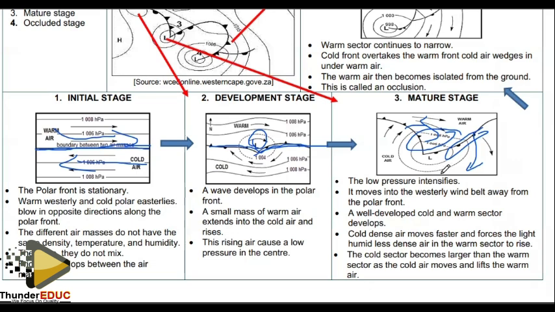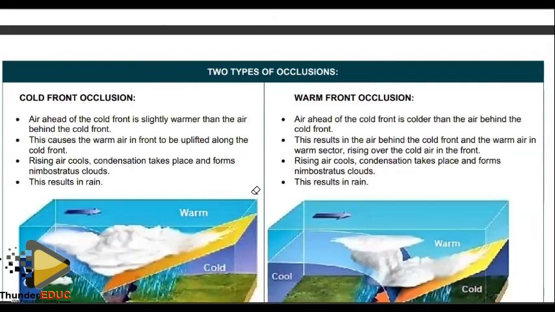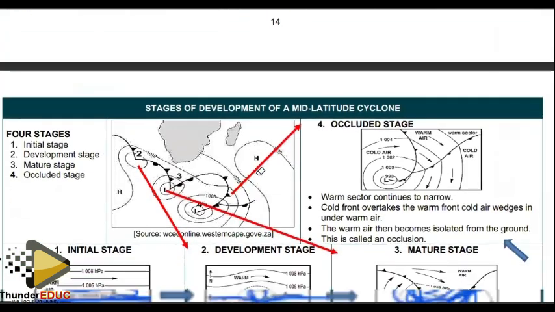So ultimately, it means this space is going to get finished because the cold air will be moving faster compared to the warm air moving in that direction. So they are not able to maintain the same space because of the differences in the movement of the cold front and the warm front. So basically, that is the mature stage, when the warm sector is narrowed. Then we will go to occlusion.